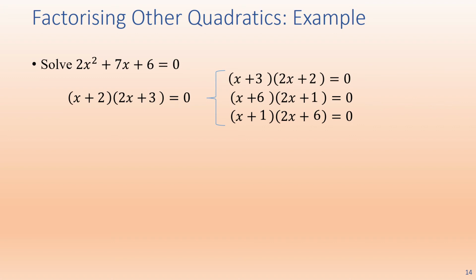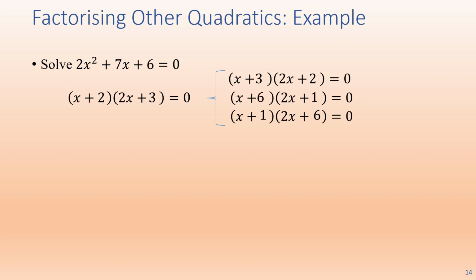If we tried one of the others, for example, we would have an x times 2 is 2x, and 3 2's are 6x, so 6x and 2x will give us 8x rather than the 7x that we're looking for. The other two factors won't work either, the other two pairs there.